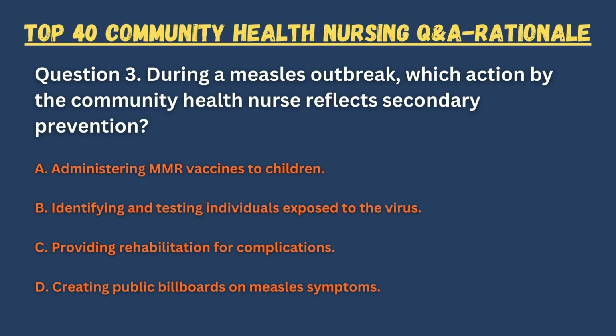Question 3. During a measles outbreak, which action by the community health nurse reflects secondary prevention? A. Administering MMR vaccines to children. B. Identifying and testing individuals exposed to the virus. C. Providing rehabilitation for complications. D. Creating public billboards on measles symptoms.